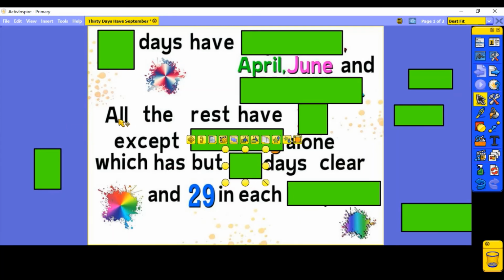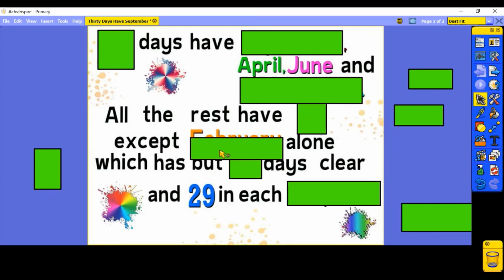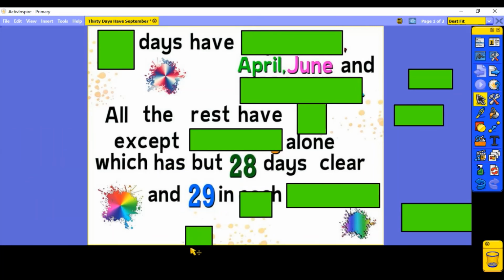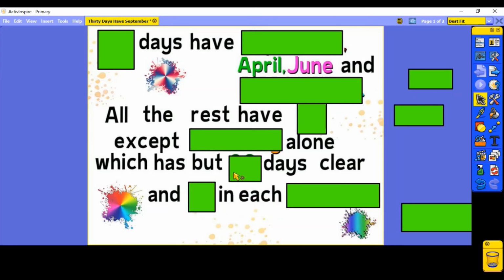Right, let's do from all and then we'll see if we can do it from the top. All the rest have 31 except February alone, which has but 28 days clear and 29 in each leap year. That's right. Okay, I'm going to cover up one more number, which is the 29, and then we're going to do it from the top, because the 29 is just one more than the 28. So if we can remember the 28, we can remember the 29. So from the top, everybody, are we ready?